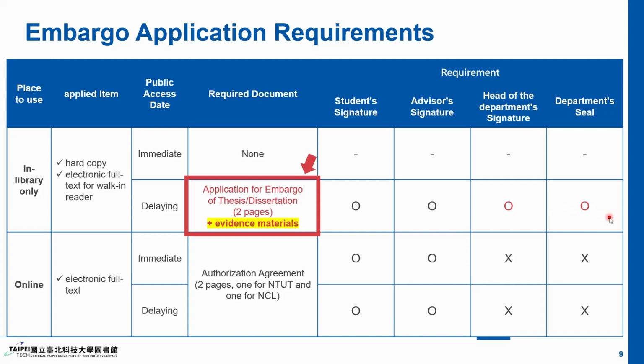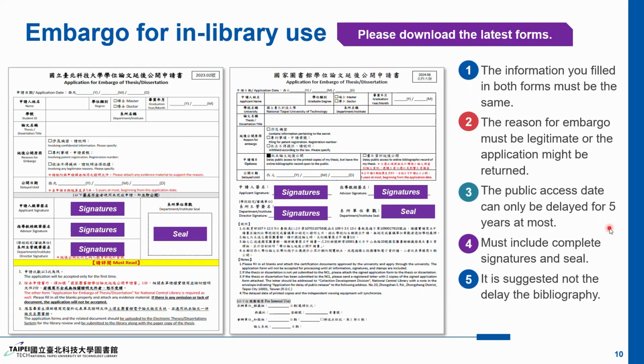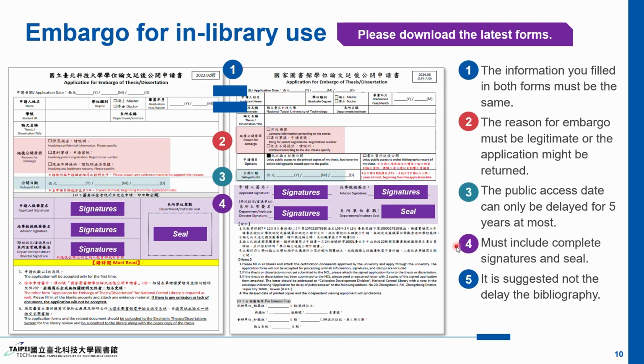Here are some important things to remember when filling out these forms. 1. You need to complete both forms, and the information on both forms must be the same. Even though the forms look a bit different, they ask for the same information. 2. The reason for requesting an embargo must be legitimate, or your application might be returned. 3. The public access date can only be delayed for up to 5 years. 4. Make sure all signatures and the seal are included. 5. It's generally a good idea not to delay the bibliography.